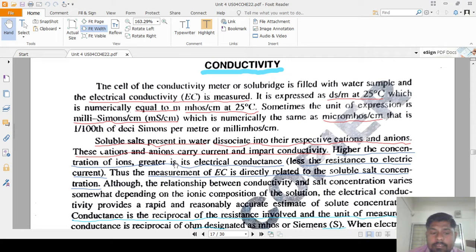Higher the concentration of the ions, greater the electrical conductance. Okay. The amount of the salt present in the water is higher, dissociation is higher, the number of ions produced is higher, then electrical conductance is higher, and vice versa. Less is the resistance to the electrical current. If conductance is higher, then resistance is lower. Why? Because C is equal to 1 upon R, conductance is equal to the reciprocal of the resistance. So, if conductivity is higher, resistance is lower. That means, as the amount of ions dissociated in water is higher, conductivity is higher, resistance is smaller. Thus, the measurement of the electrical conductivity is directly proportional or directly related to the soluble salt concentration.